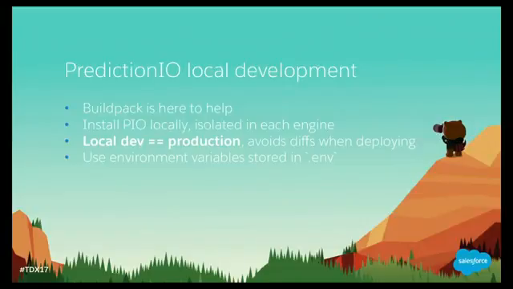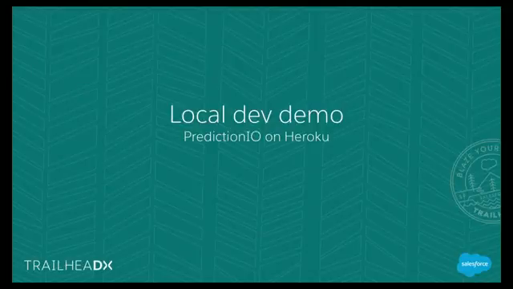So by using the buildpack, we're going to help you install Prediction.io locally for each engine individually, so that you have the exact same dependencies locally as when you deploy to Heroku. And that includes how we configure the app. We use environment variables stored in a .env file locally. This is another pretty normal thing with Heroku, as Heroku uses this config variable, environment variable system to configure apps. So let's actually take a look at what local development looks like.